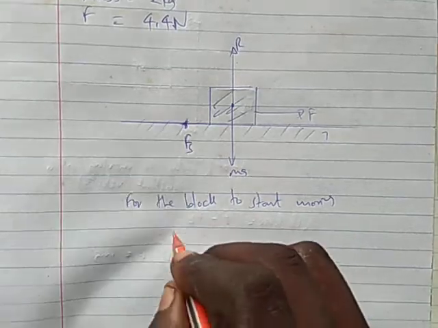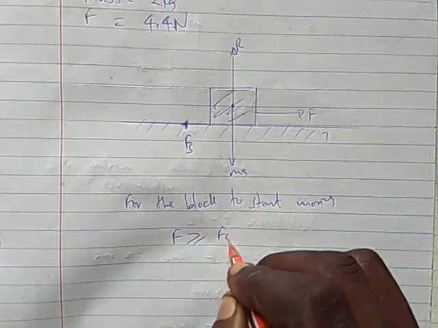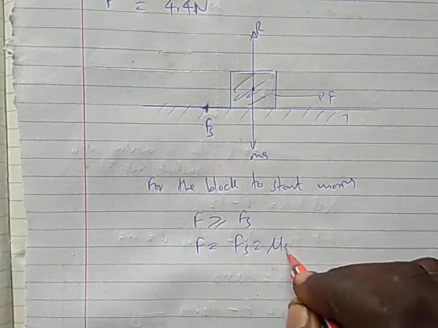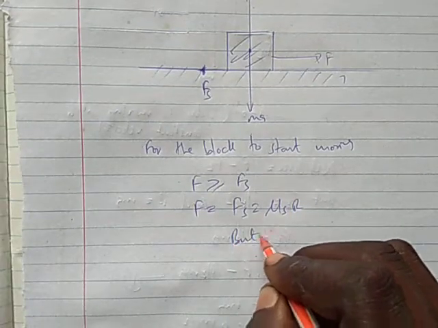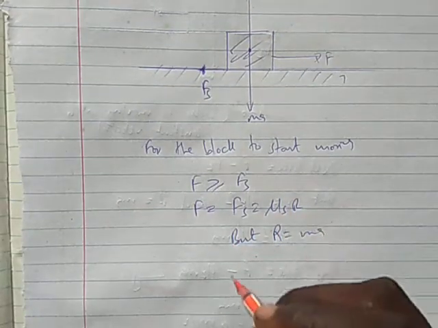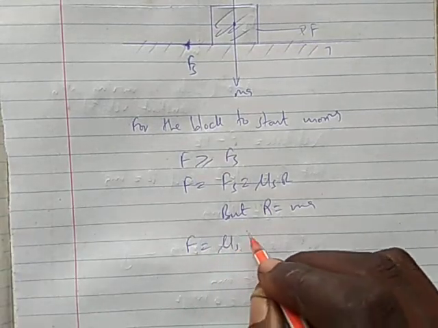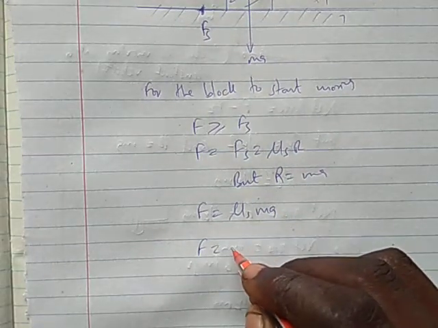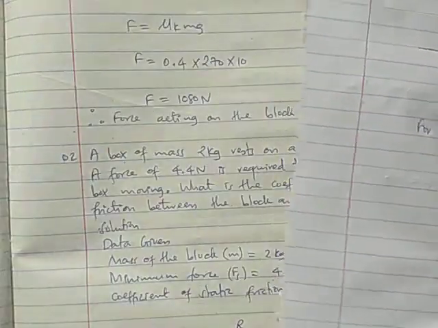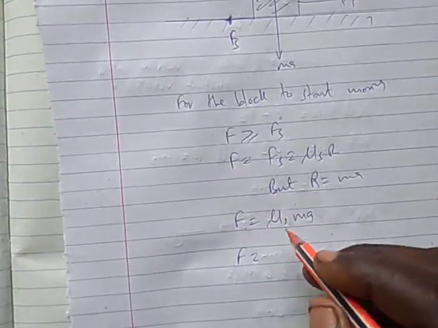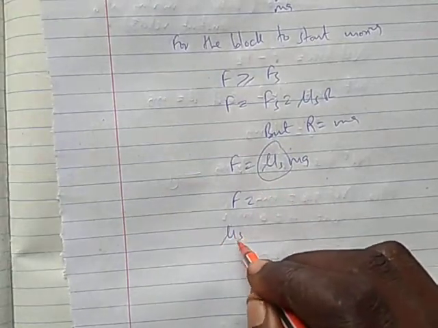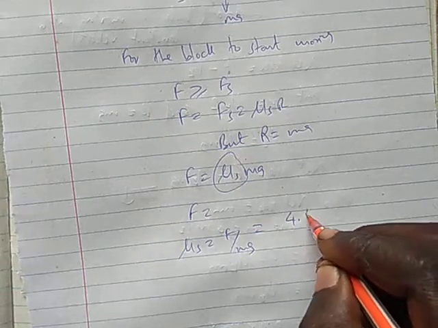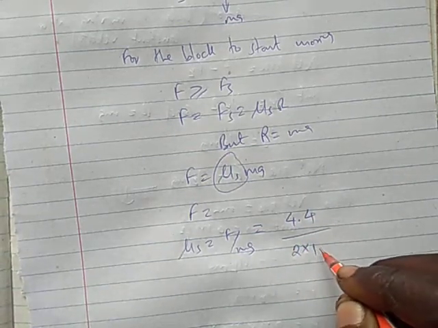So what will happen here is that for the block to start moving, then tunasema F must be greater than or equal to Fs. So F will be equal to Fs, which is equal to mu s R. But in this case, R is equal to mg. So F will be equal to mu static mg. Tunatakiwa tafute mu static coefficient. Mu static sawa na force F divided by mg. So we are given force F is equal to 4.4 divided by mg, which is 2 times 10.